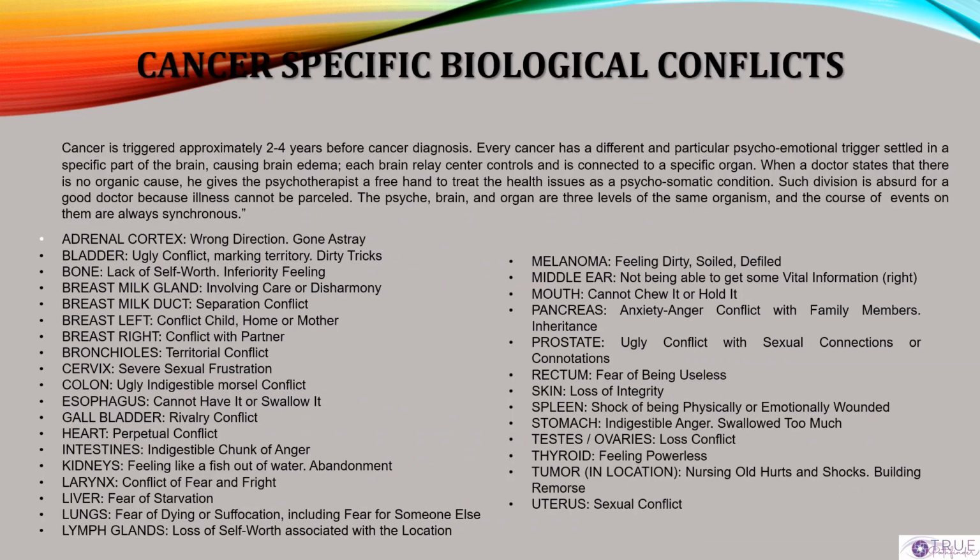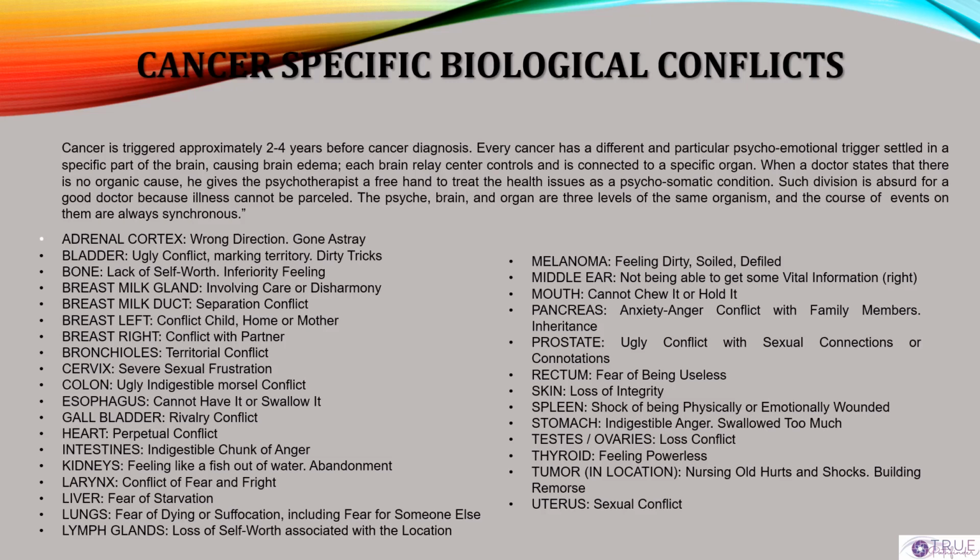When it comes to cancer, it is normally triggered years before you get a diagnosis. And every cancer, like all other chronic diseases, has a different and particular psycho-emotional trigger that is settled in a specific part of your brain where it causes a brain edema. Each brain relay center controls and is connected to a specific organ, and when a doctor states that there is no organic cause, he gives the psychotherapist a free hand to treat the health issues as a psychosomatic condition. This division between the physical level and the psychological level is absurd for a good doctor, because illness cannot be parceled out. The psyche, the brain, and the organs are three levels of your organism, of the same organism, and the course of events on them is always synchronous.